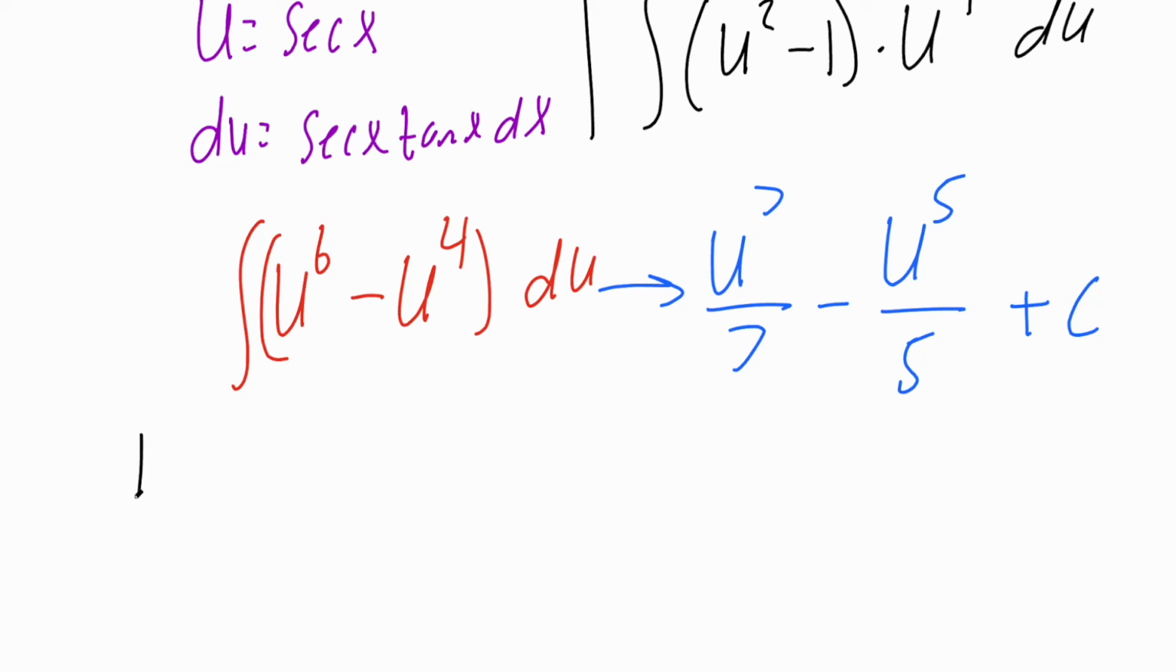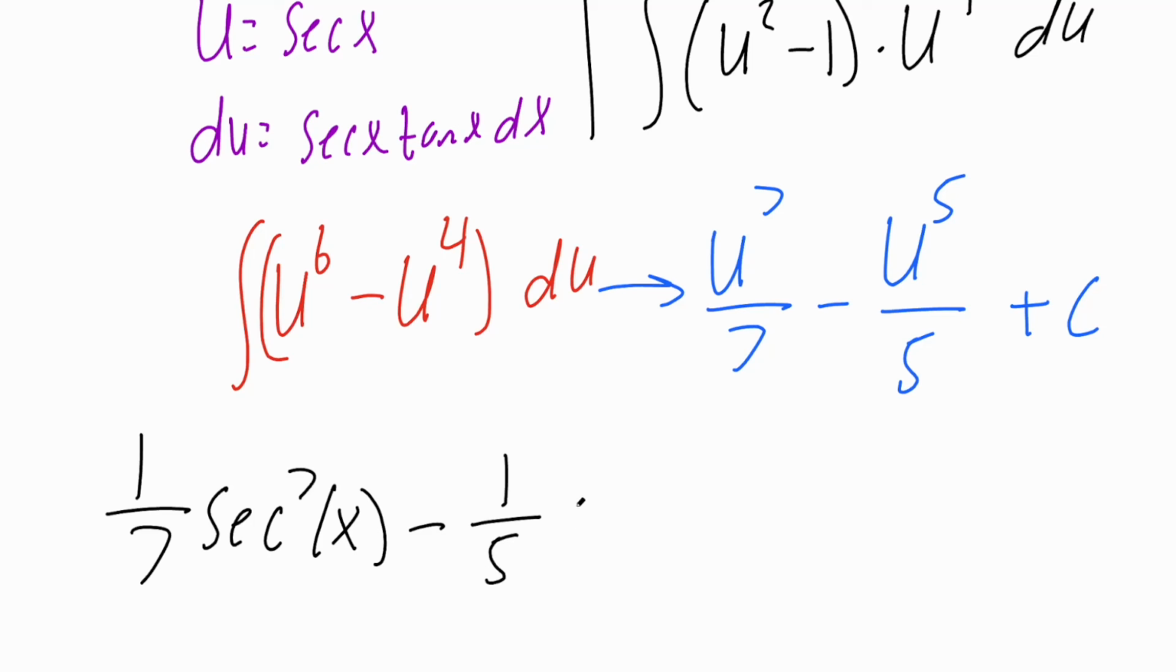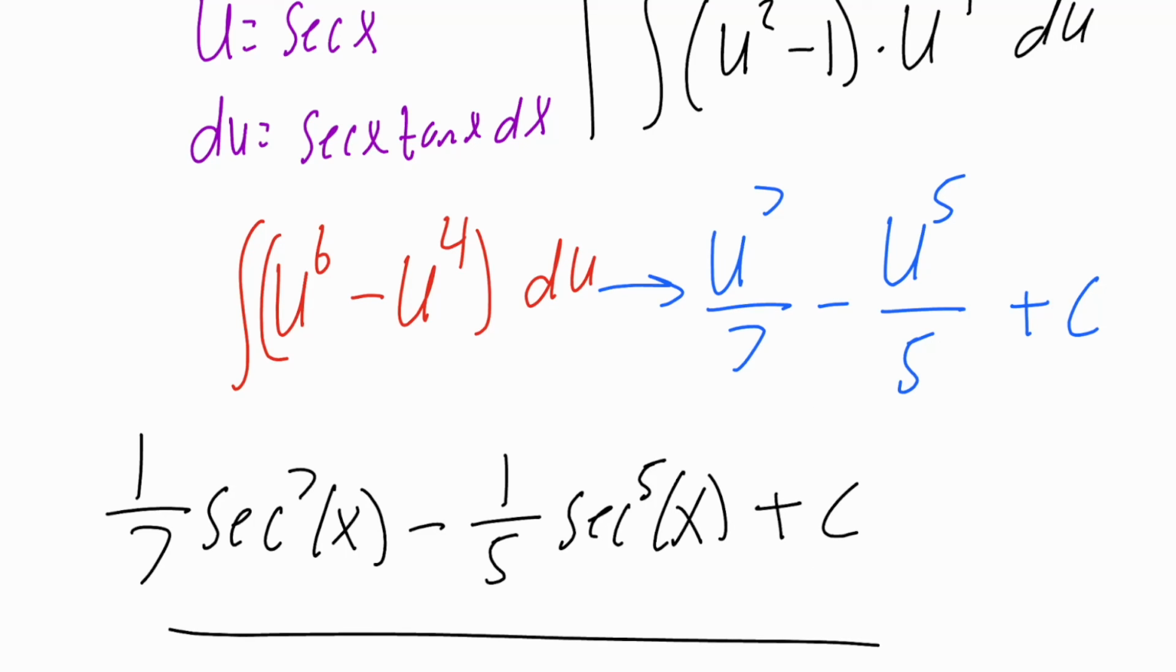And so our final answer is 1 divided by 7 secant raised to 7 parentheses x minus 1 divided by 5 secant raised to 5 parentheses x plus c. This right here is our final answer. And that's all we need to do for this problem.